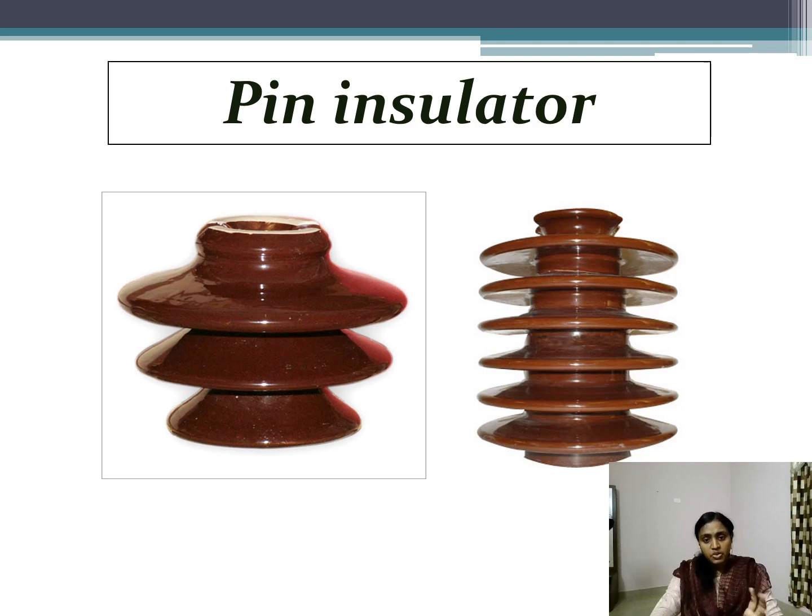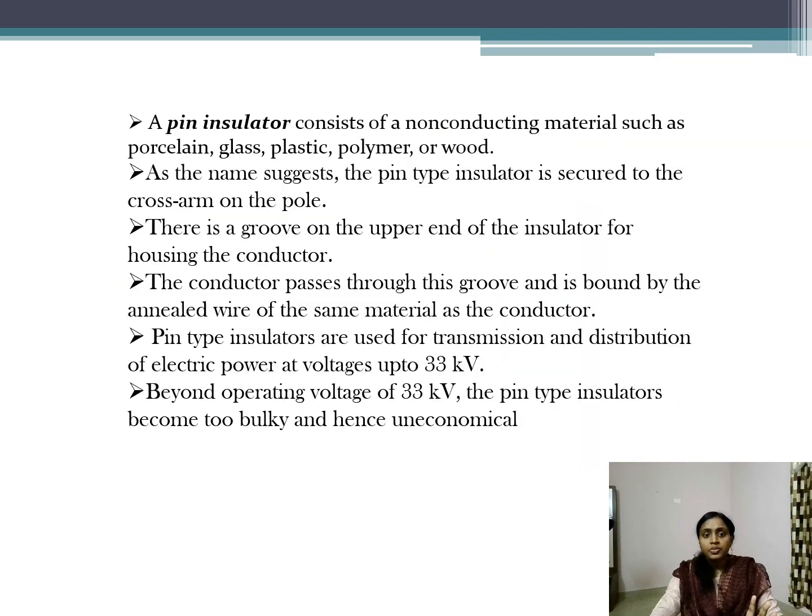So, this is the picture of pin insulators. So, a pin insulator consists of a non-conducting material such as porcelain, glass, plastic, polymer, or wood. The name suggests the pin-type insulator is secured to the cross arm on the pole. There is a groove on the upper end of the insulator for the housing of the conductor. The conductor passes through this groove and is bound by the annealed wire of the same material as the conductor.